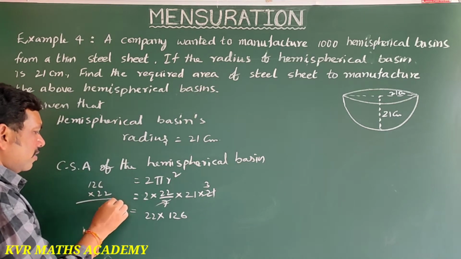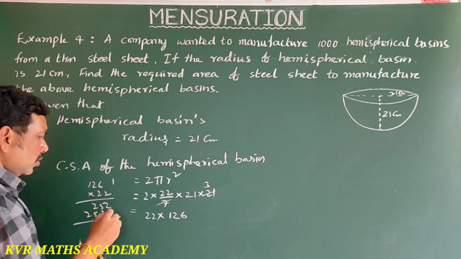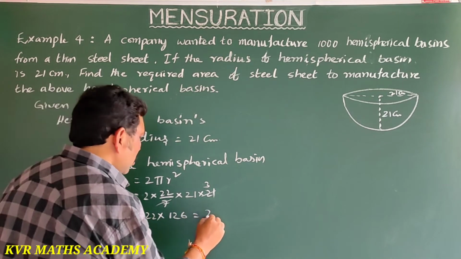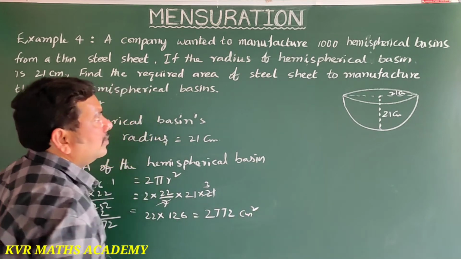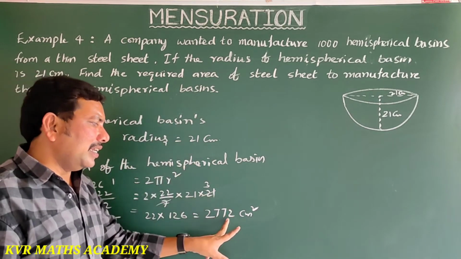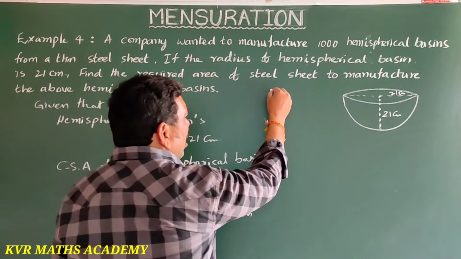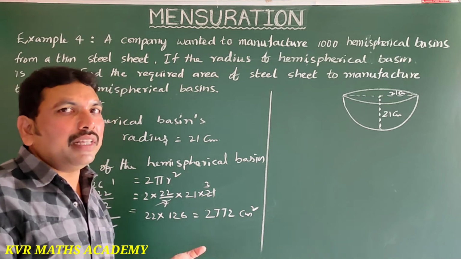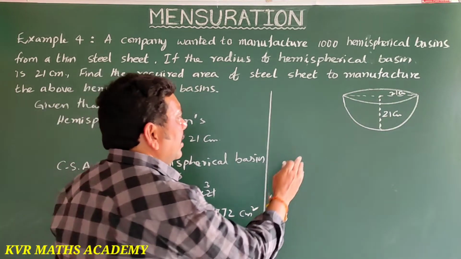So 126 into 22, multiply. 2 6s are 12. 1 2 12s are 24. 25. Again 2 5 2. Yes, 7 7 2. So this is 2772 centimeter square. Right? So the curved surface area of the hemispherical basin is equal to 2772 centimeter square. Then what do we have to find? The total area of the steel sheet required to manufacture 1000 hemispherical basins, no? Yes, find that.